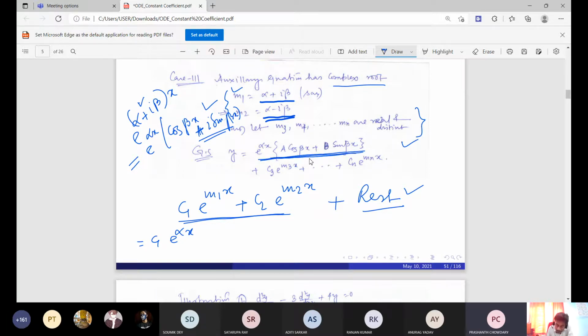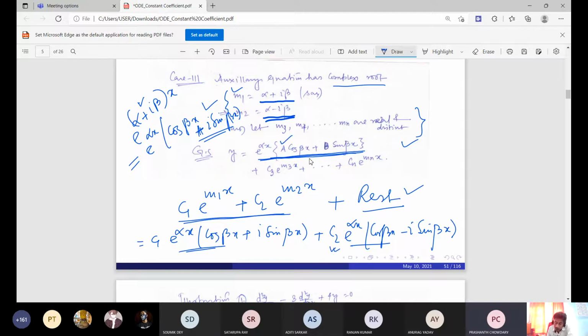It will be e to the power alpha x into cos beta x plus i sine beta x, plus C2 e to the power alpha x into cos beta x minus i sine beta x. Now see here, you have e to the power alpha x cos beta x in both the terms, and there is C1 here, C2 here. So C1 plus C2 can be considered as a new constant. Likewise, for the sine beta x term, there will be i into C1, and here it will be minus i into C2. That I have written as a new constant, that is B.